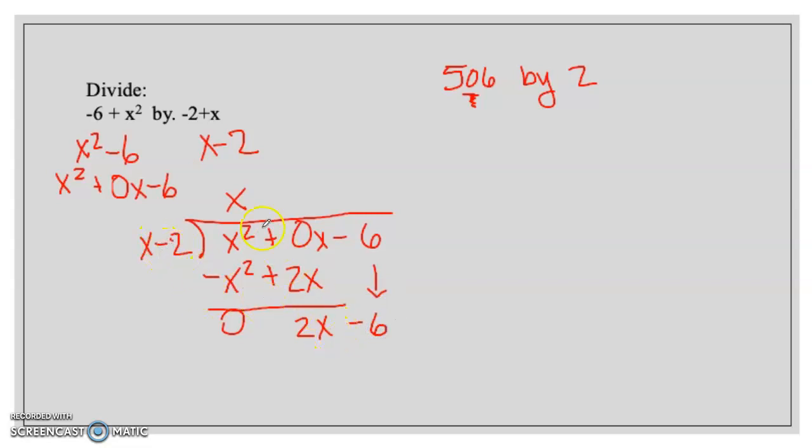X goes into 2x 2 times. 2 times x is 2x. 2 times negative 2 is negative 4. Opposite, opposite, add. Make everything opposite. This is 0. This is negative 2. There's nothing else to bring down. So negative 2 is my remainder. So I write my remainder as a fraction over the divisor x minus 2.